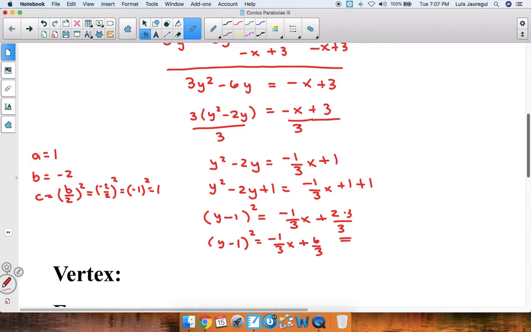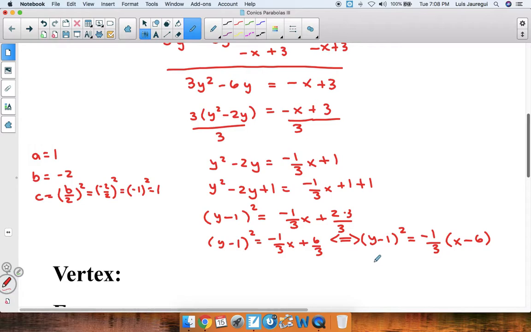Or equivalently, we get the following. y minus 1 quantity squared is equal to, let's go ahead and factor out the negative 1/3. So negative 1/3 times x minus 6.